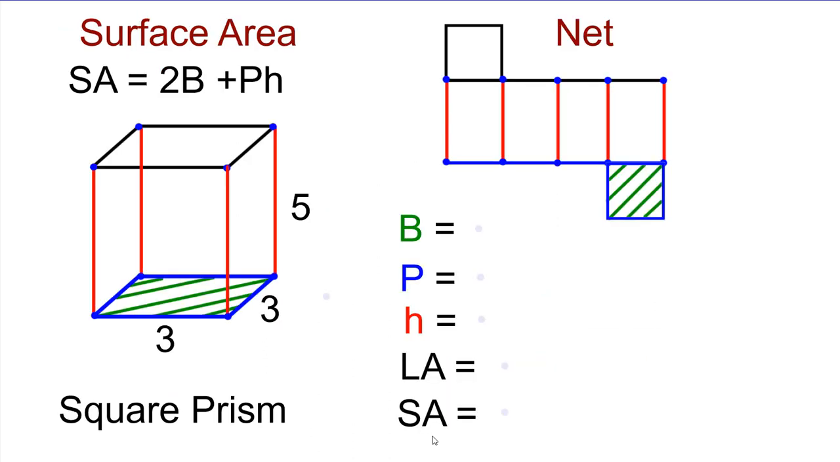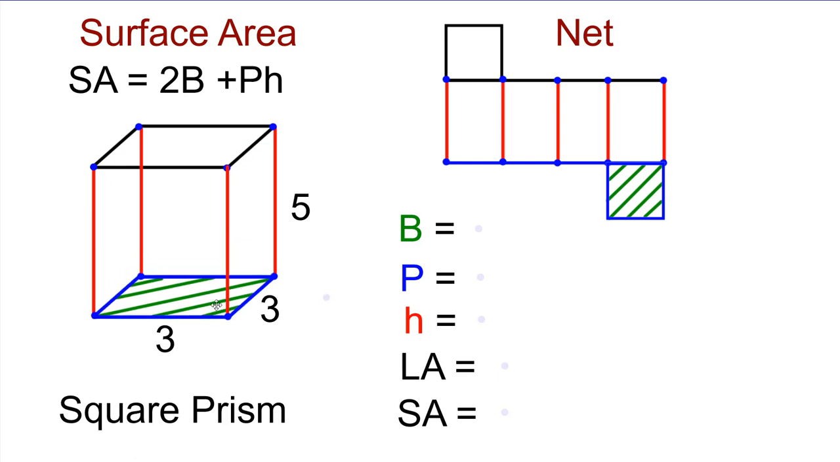All right, so we're actually going to use the nets to discover and deconstruct the formula for the surface area of the square prism. So on this square prism, notice that we have our base, which is going to be the square. There's another base up here, so it's congruent in parallel planes, so that's good.